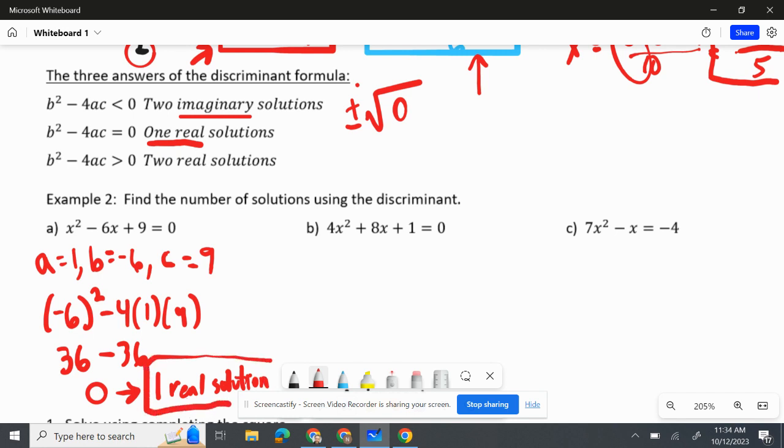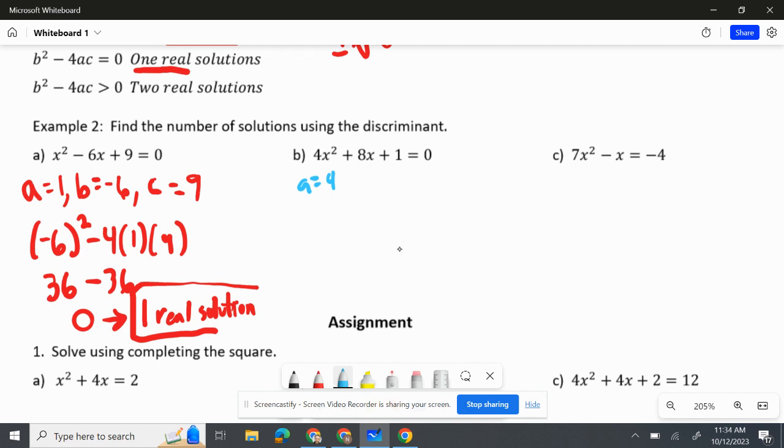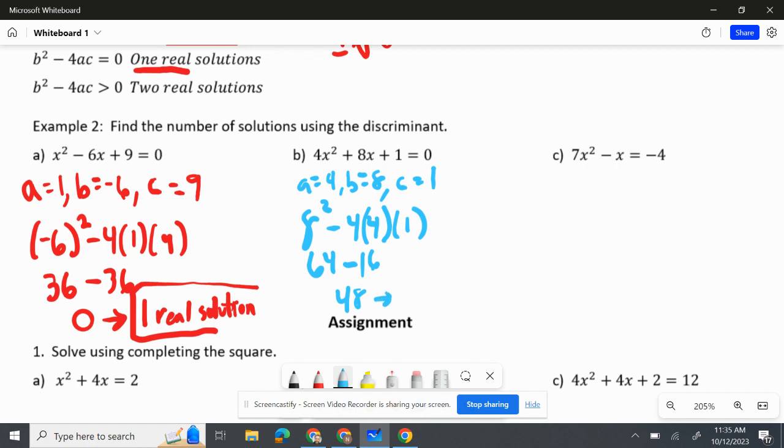Now, if we're looking at the next one, our a value is 4, our b value is 8, our c value is 1. So we have 8 squared minus 4 times 4 times 1. That would be 64 minus 16, which would give us 48. That would be two real solutions.